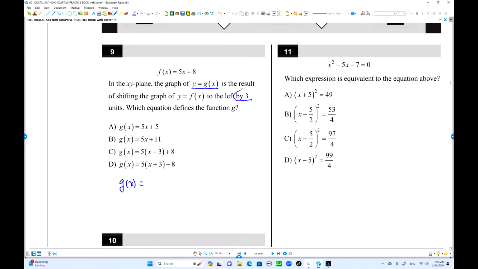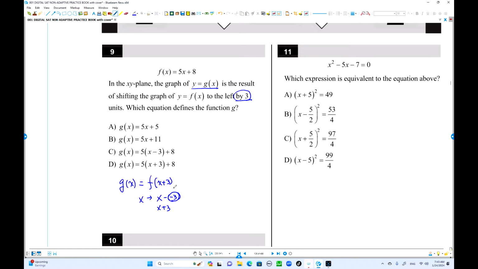Move to the left by 3. What is that? Move by 3 means what? Replace x with x minus 3, right? This is move to the left, but actually looks like x plus 3, right? That's right, x plus 3.